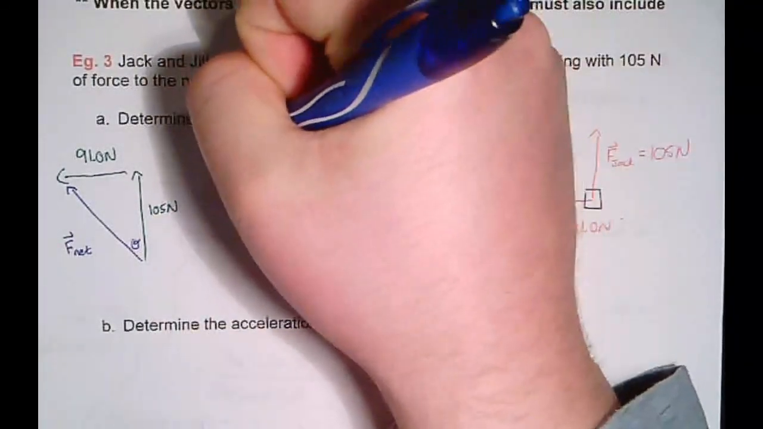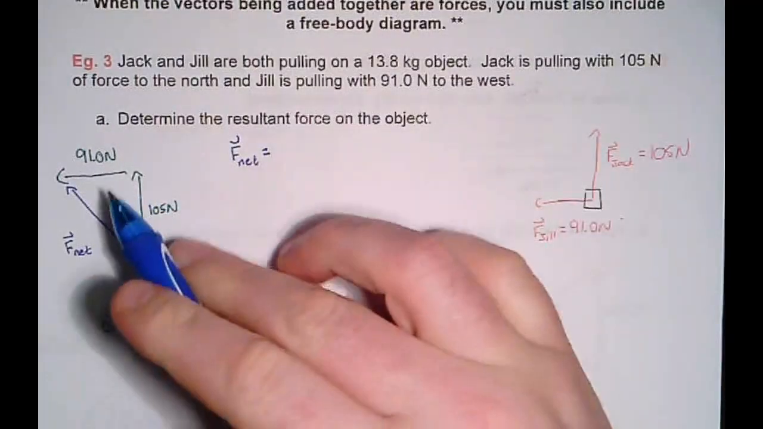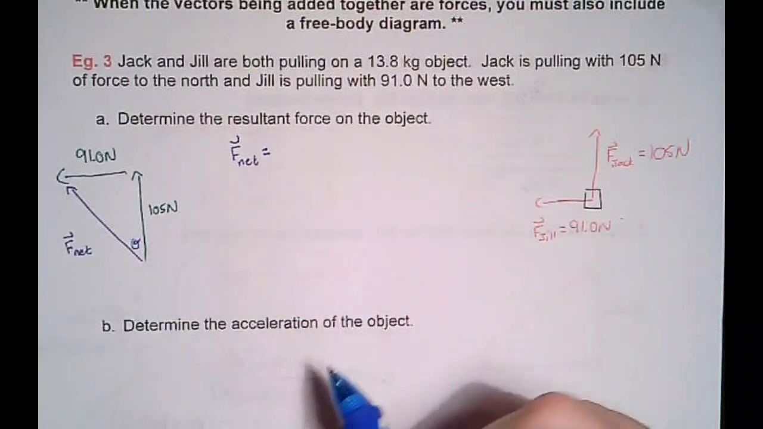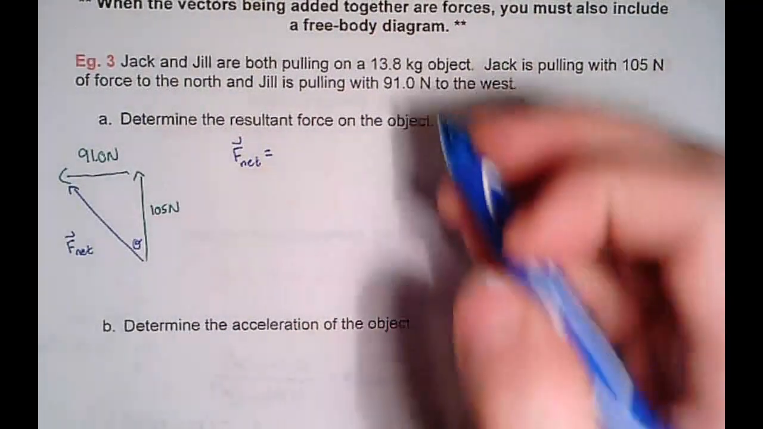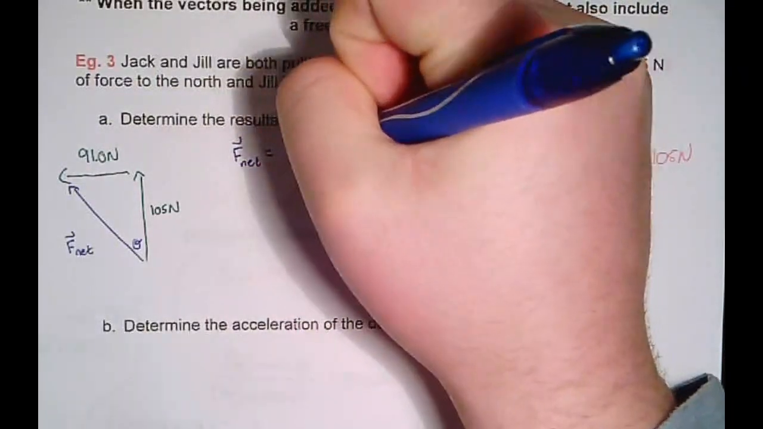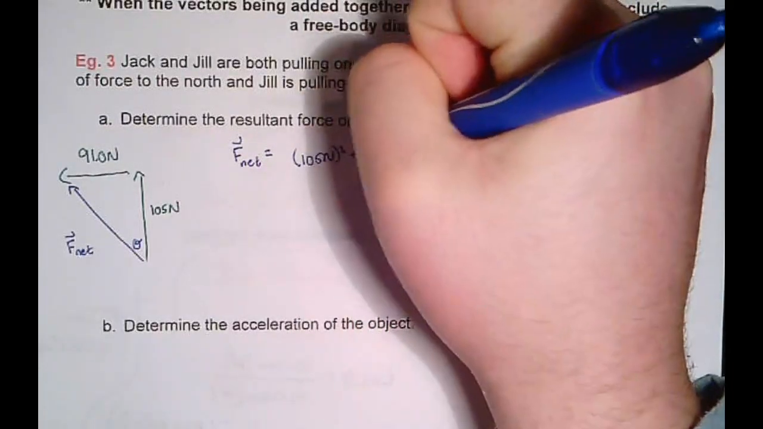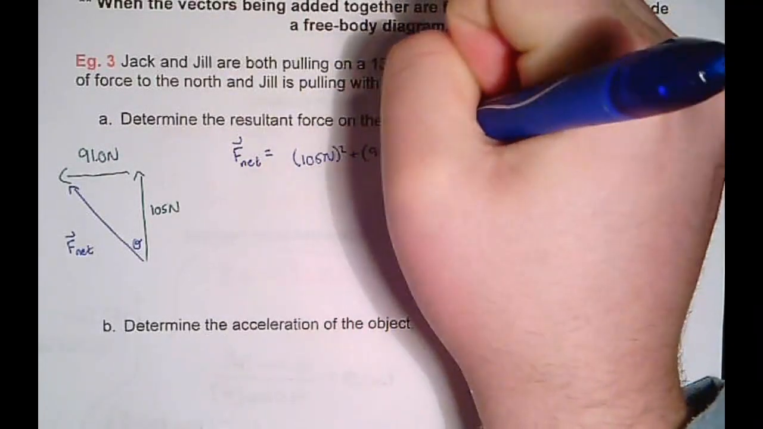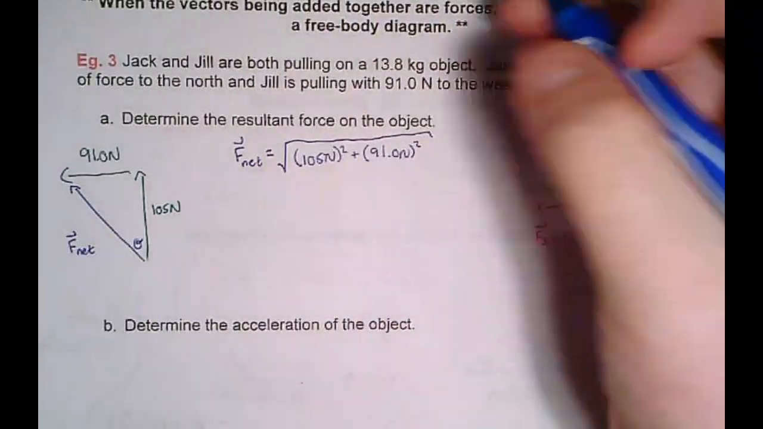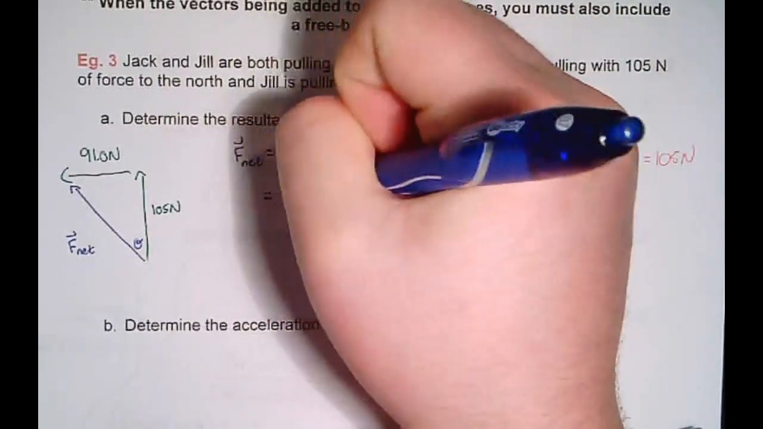So F net is equal to all the forces acting on it, which in this case we are finding the hypotenuse. Again, we're going to use Pythagorean's theorem. So F net is equal to 105 newtons squared plus 91.0 newtons squared, and we're going to take the square root of the whole answer. When we plug that in, that gives us an answer of 139 newtons.